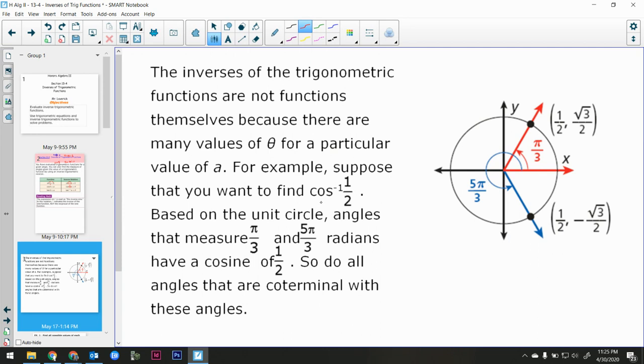Some of you guys, oh shoot, I messed it up. I wanted to say cosine, whatever. Some of you may be thinking, well, I found 2 of them, right? I found 2 of them. There are actually more than one spot that has that on the unit circle.